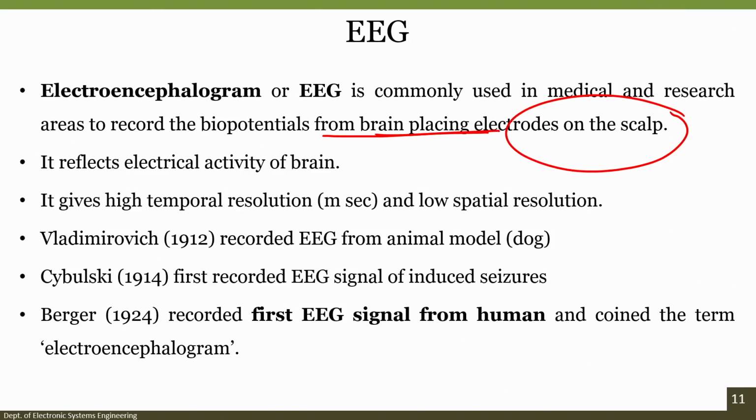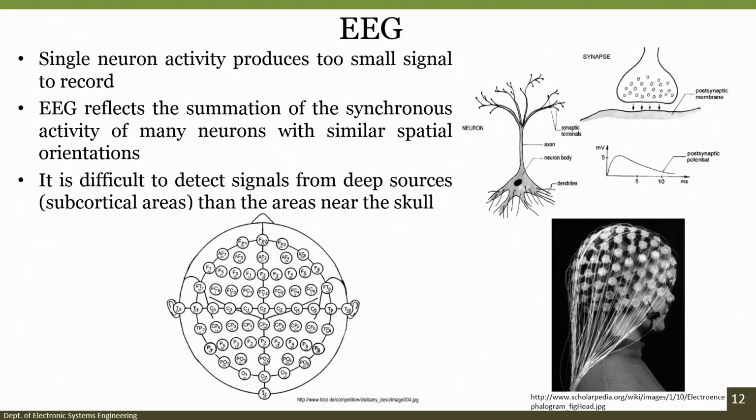Who was the first one? Waldemar, in 1912, recorded EEG from an animal model, which is a dog. Cybulski in 1914 first recorded EEG signals of induced seizures. Seizures mean nothing but epilepsy. We will discuss this in detail. While Berger in 1924 recorded the first EEG signal from a human and coined the term electroencephalogram. This is some history about the EEG.